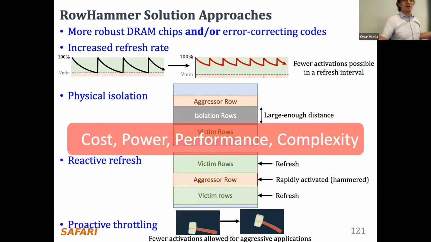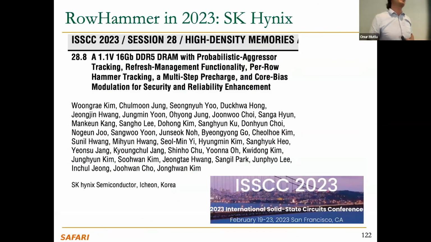Okay, so we go back to these solutions. What did the industry do finally? So this is from February 2023. Finally, a major DRAM manufacturer acknowledged the problem by writing a paper about it at ISSCC. And they talk about their solutions, as SK Hynix. And they essentially implemented a lot of the variants of the ideas that were disclosed in prior research.